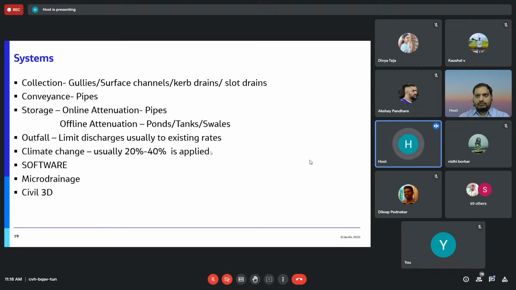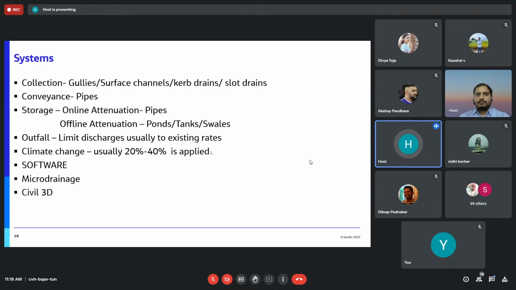At the outfall we need to limit the discharges to greenfield rates, as I talked about before. If the existing rate is 1 liter per second, then after the development is done I also need to maintain that 1 liter per second, so the remaining water goes into the storage. Usually we apply 20 to 40% climate change, as applicable to the design period. For example, if I'm designing for 30 years, it will be 20%. At 100 years, I will apply 40%. That means if the rainfall is, let's say, 20 per hour today, in 20 years I will apply 20% to that rainfall, which will increase it.